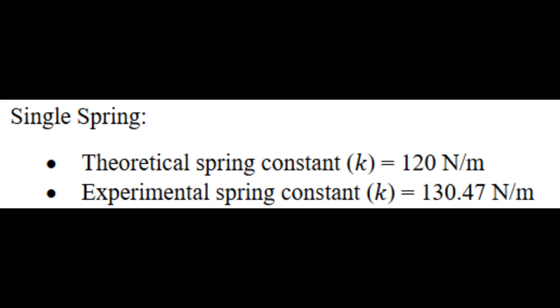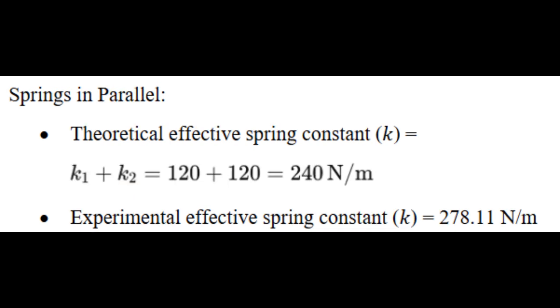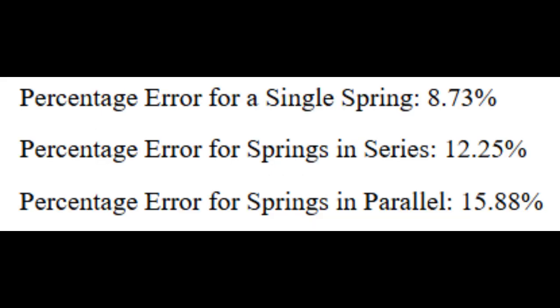Later, I compared the experimental spring constants with theoretical spring constants, which were 120 newtons per meter for a single spring, 60 newtons per meter for springs in series, and 240 newtons per meter for springs in parallel. I have obtained 8.73, 12.25, and 15.88 percent of error.